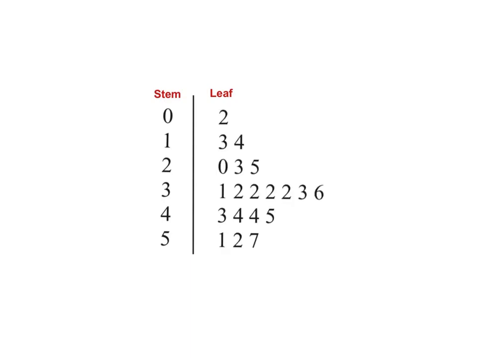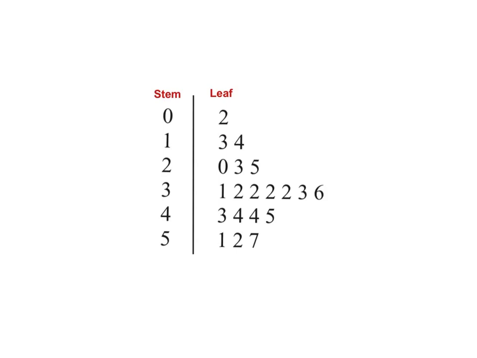Easy. So the way we read this table is this is 2, 13, 14, 20, 23, 25, 31, 32, 32, 32, 32, 33, 36. That's how we interpret a stem and leaf plot.